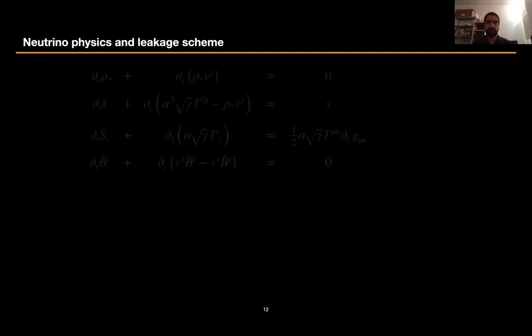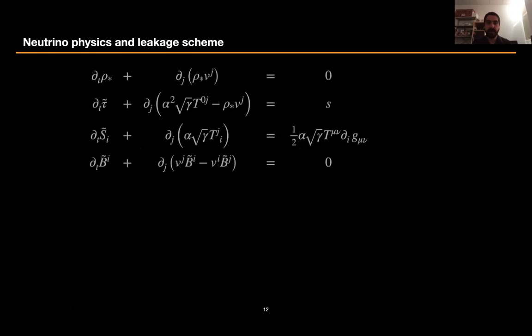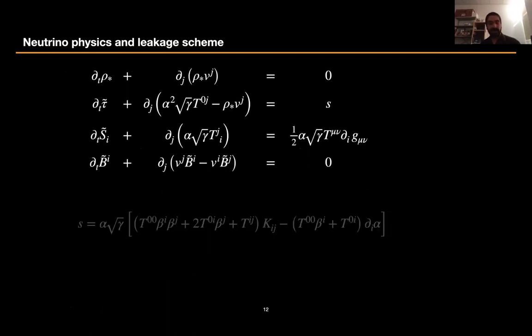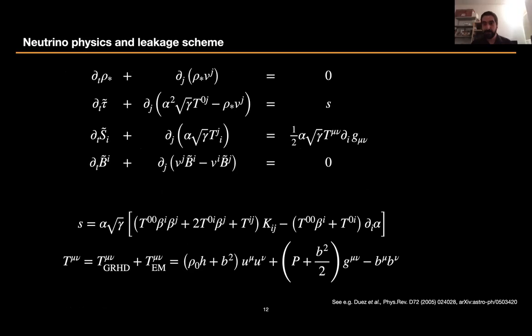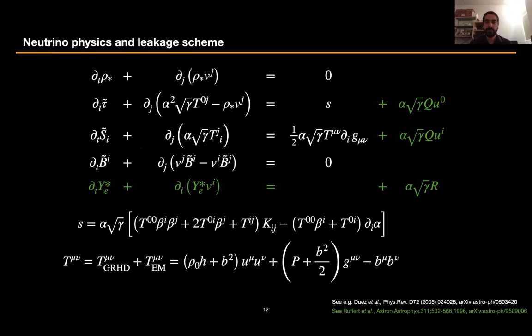So as for neutrino physics and the leakage scheme, in IGM we have these complicated equations that were already implemented by hand in the original code. And now what we want to do is extend it in this form. So we want to introduce the electron fraction.